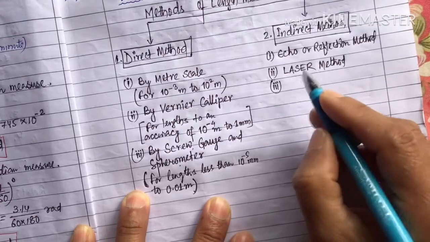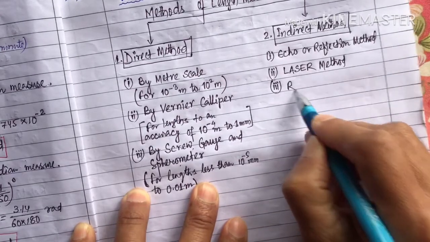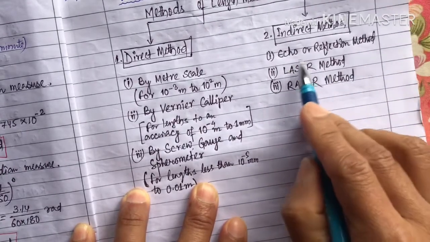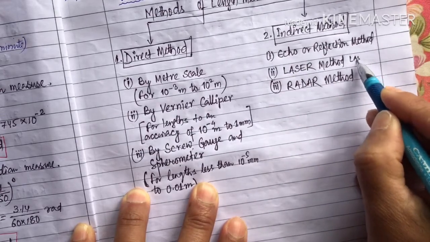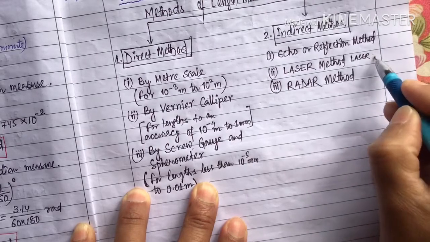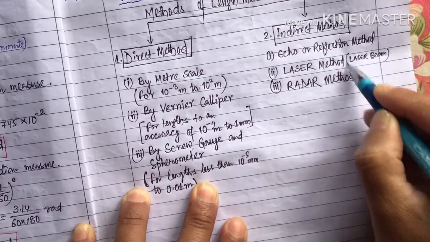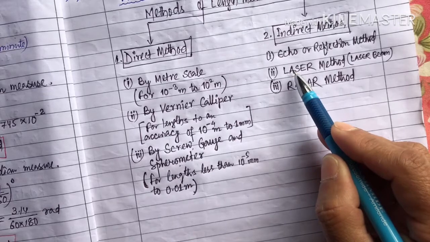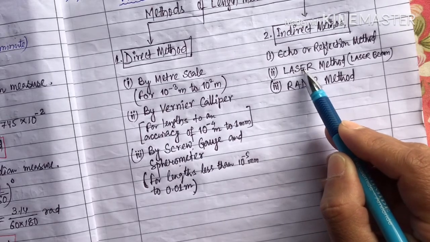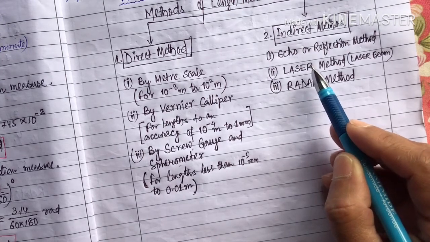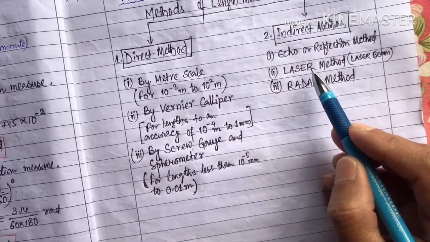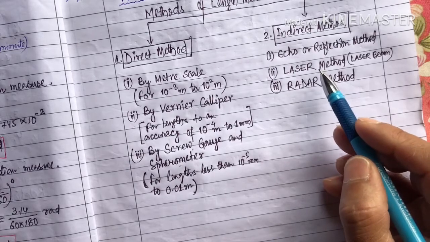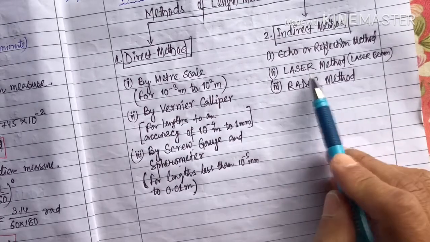And then the next one is radar, R-A-D-A-R, the radar method. Laser is the abbreviated form, which means light amplification through stimulated emission of radiation. This is the full form of laser. So the light is amplified and stimulated, then it is radiated in a particular direction. So that is your laser.